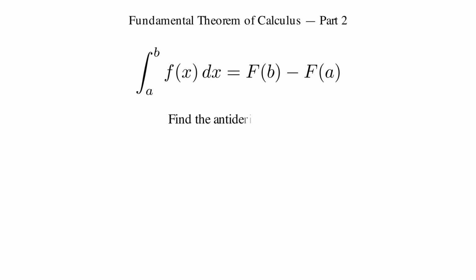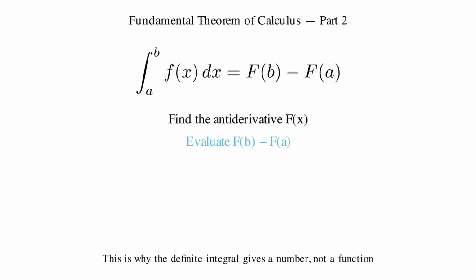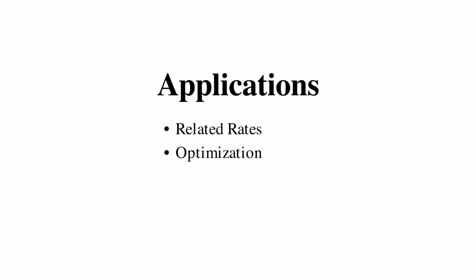Part 2. To evaluate a definite integral, find the antiderivative and subtract. The integral from a to b of f of x equals F of b minus F of a. Applications. The applications are where the exam gets hard, and no 10-minute video could cover all of that. 3 big ones: related rates, optimization, and area between curves.